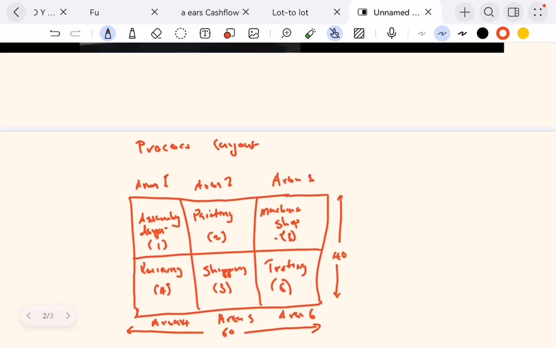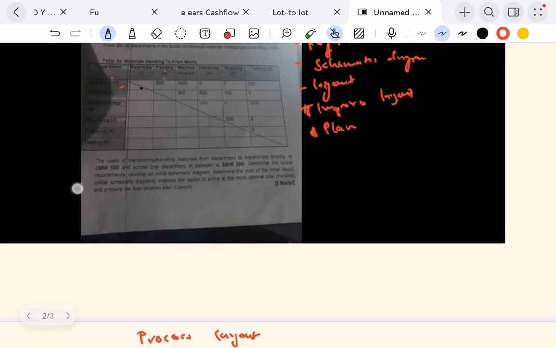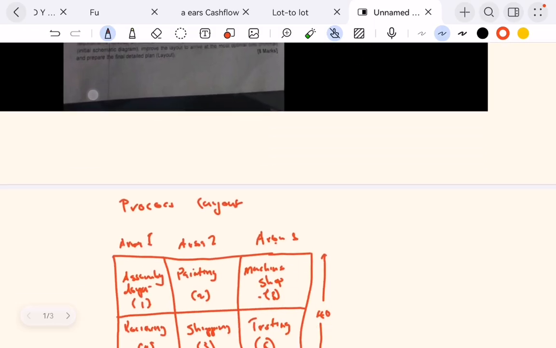In other words, how they appear. We have area 1, area 2, area 3, area 4, area 5, area 6. So in area 1 we have assembly. So this is the assembly here, which is the first one. Then the second one there we have painting. So this is the second one, painting, and so forth. So no wonder there are 6 there.